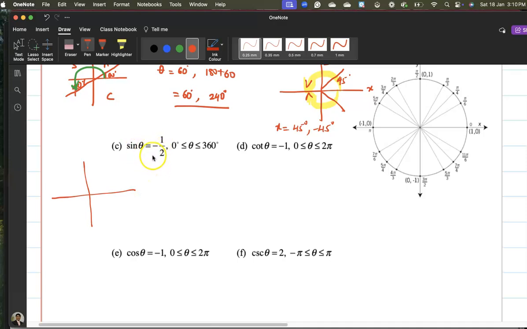Where's the sine negative? Sine is not negative at A and S, so everywhere else. So here and here. What is my reference angle? The sine of which angle is half? Forget the... 45 with 30? 30. Sorry. Reference angle is 30. Reference angle can't be negative. Oh, right. Yeah. 30.